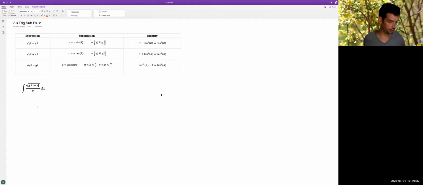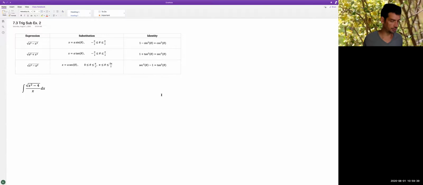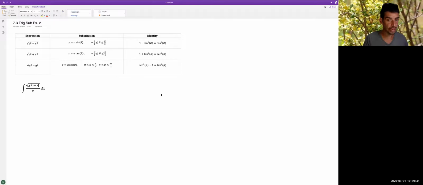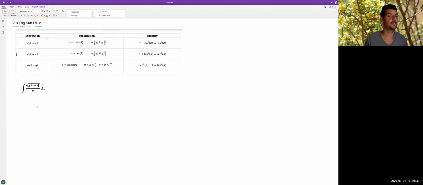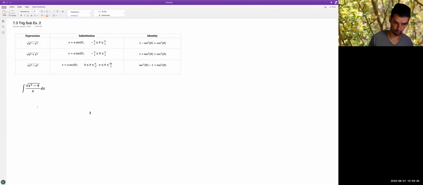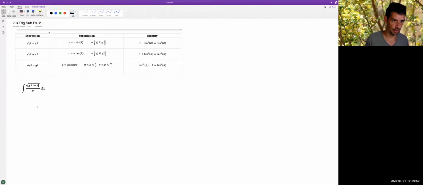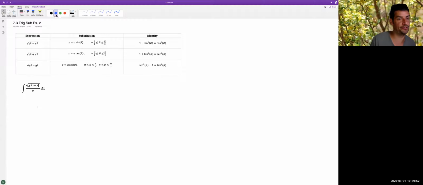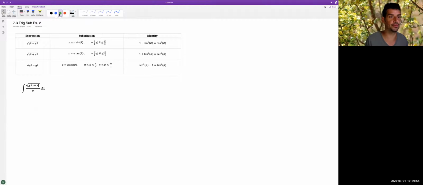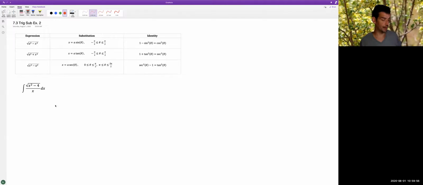Okay, everybody, another trig substitution example. So again, you'll see our chart with the different forms that we look for and the suggested substitutions. So let's just jump in. So I'm looking at the antiderivative of the square root of x squared minus 4 divided by x.